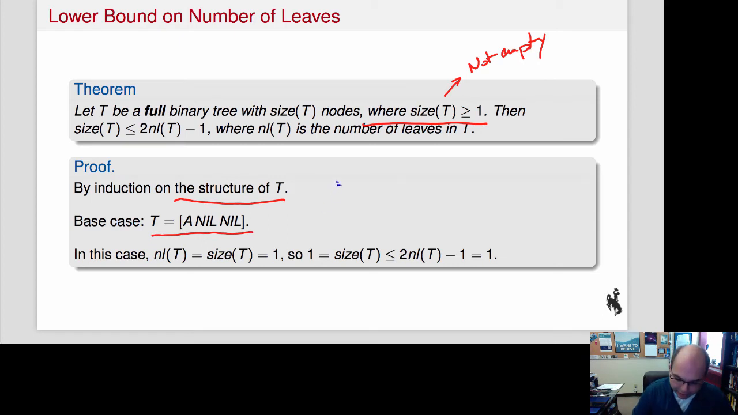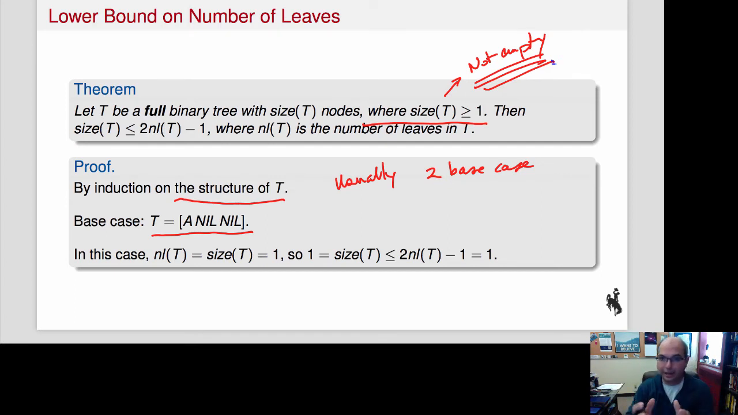Now usually I would need 2 base cases. That's just because a tree could be the empty tree, or it could be a tree that just has a root node and no children, or it could be a root node with children. That's the recursive case. The reason that I only have 1 base case is because of this statement. We already know that a tree is not empty. This theorem does not apply to empty trees. So our base case is actually just a root node that has no children, okay?